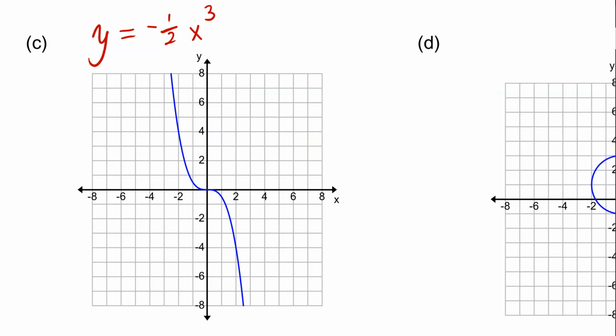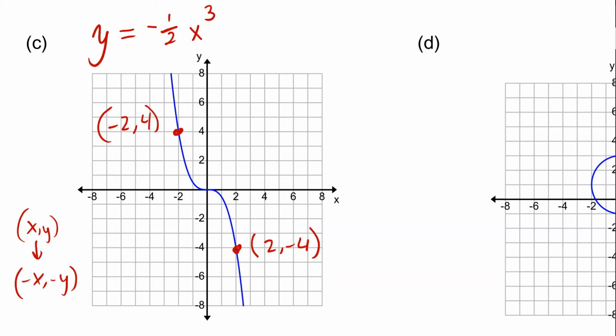It's the origin. And to test this, look, I have 2 points. So this is -2, 4. And if it's symmetric with the origin, I'll have the same numbers but opposite signs. So 2, -4. Okay, and so if it is symmetric with respect to the origin, I can plug in -x and -y, and I should get the same equation.